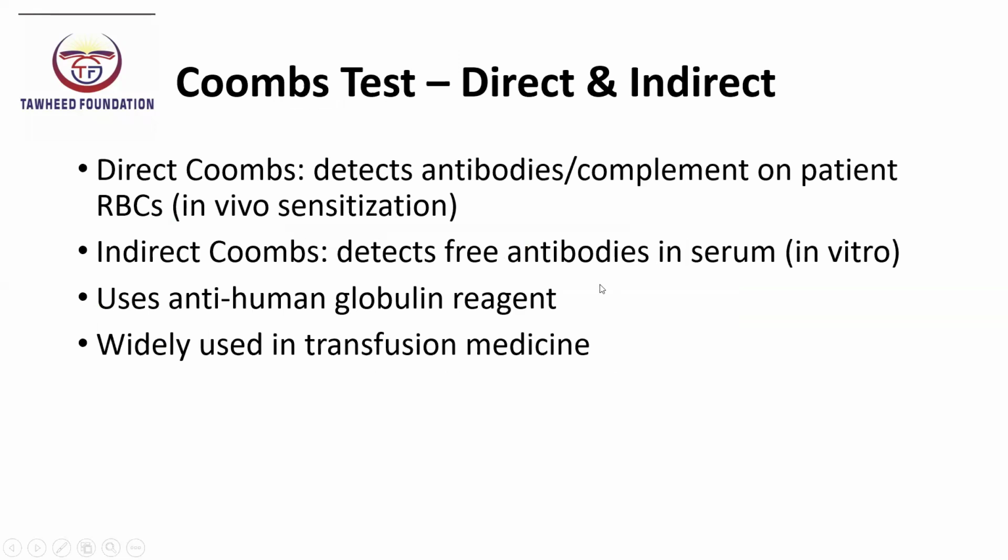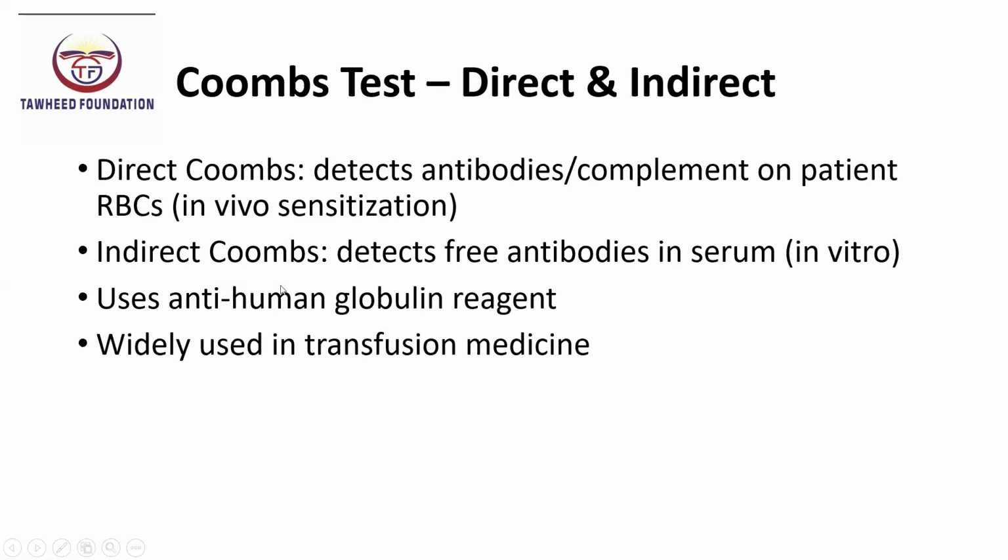Coombs test, direct and indirect. The Coombs test, also known as the antiglobulin test, detects antibodies that react with red blood cells. So in direct Coombs test, red cells taken directly from the patients are tested to detect antibodies or complement components that are already bound to the RBC surface, a process known as in vivo sensitization.